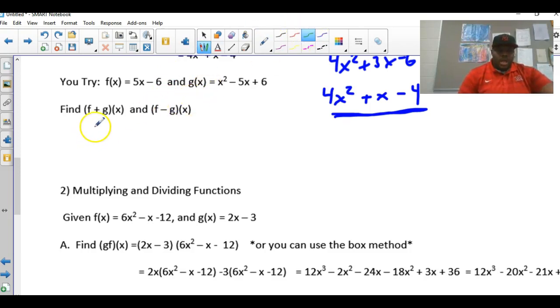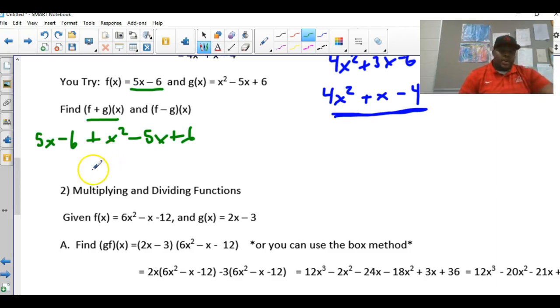Let's get another color. Right here we're going to do f plus g first, f of x plus g of x. So we have f of x, 5x minus 6, and we're going to add x squared minus 5x plus 6. That's g of x.